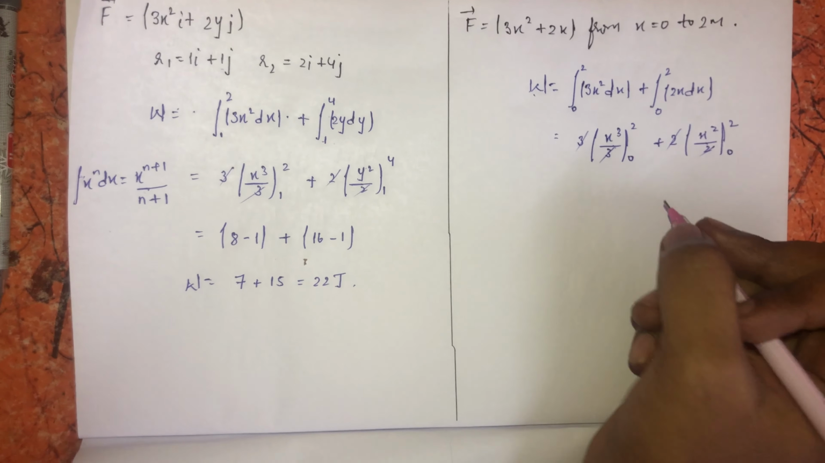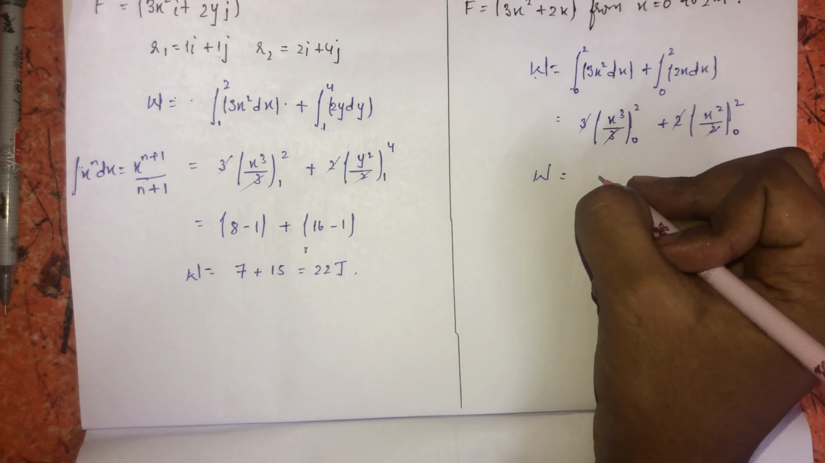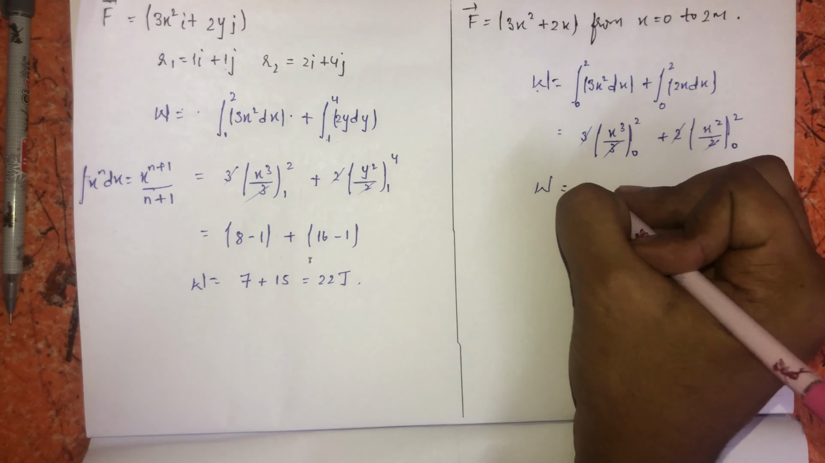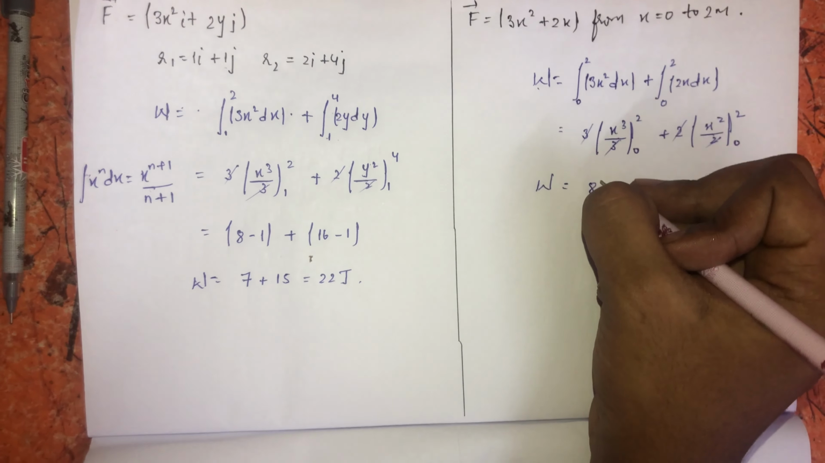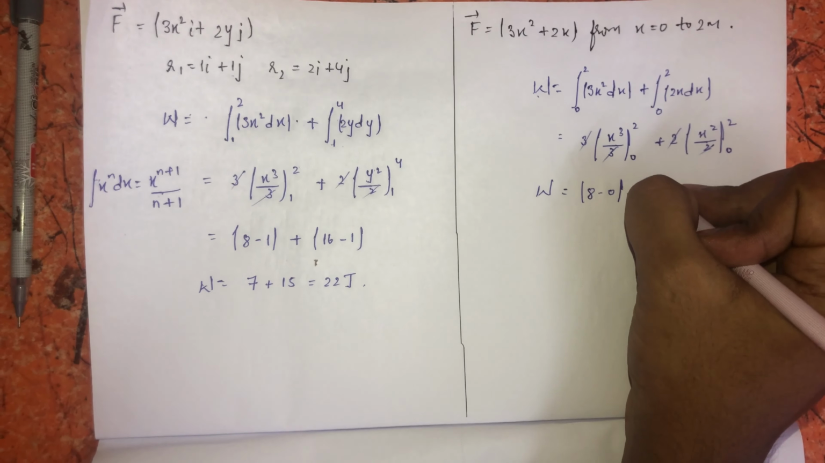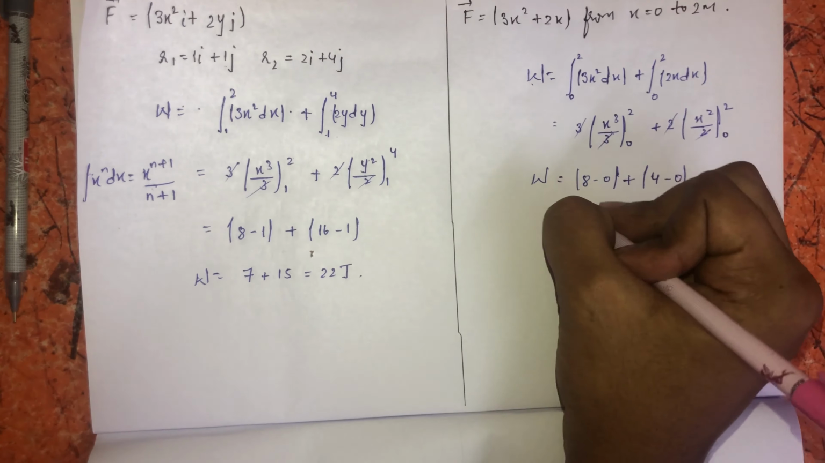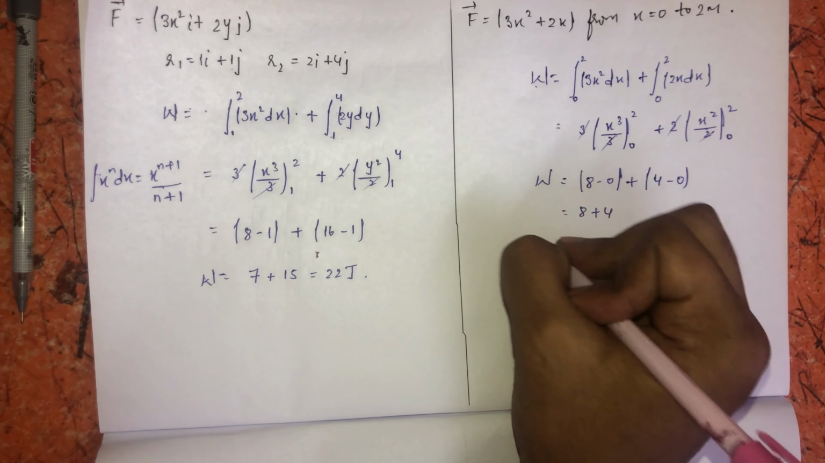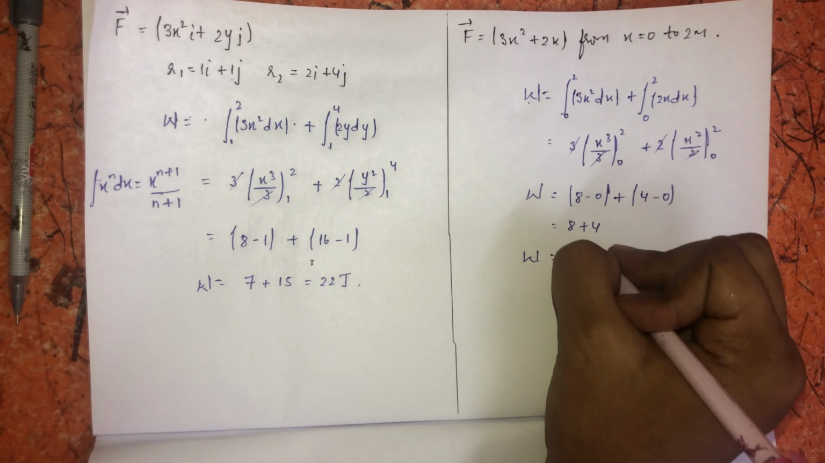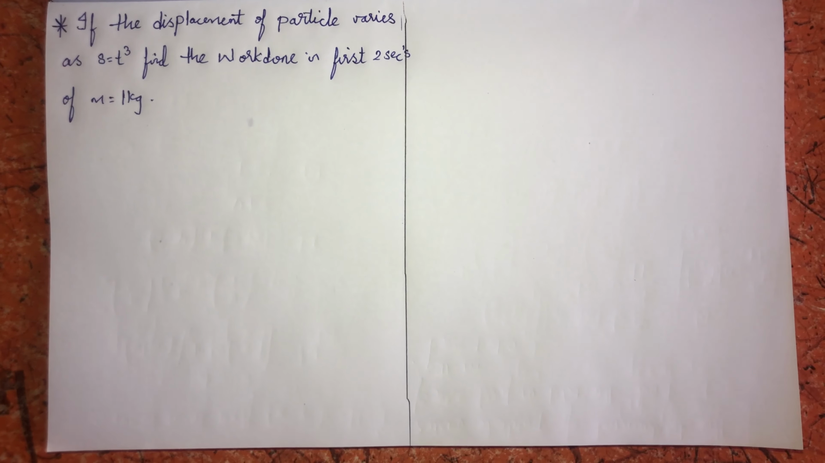Now substituting the values of coordinates in terms of x, then 2 to the power of 3 will be equal to 8 minus 0, plus 2 to the power of 2 will be equal to 4, 0 square is 0, then 8 plus 4. Work done will be equal to 8 plus 4 is equal to 12 joules. That's it, very simple. Let us see an important concept.